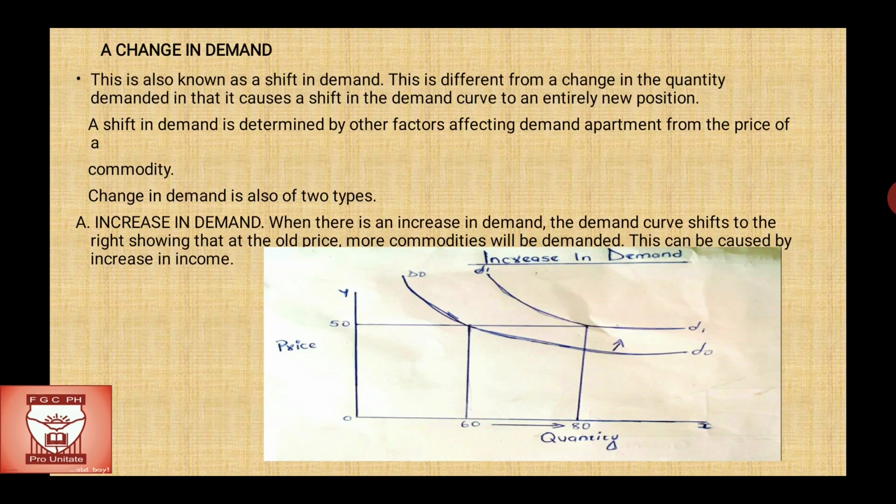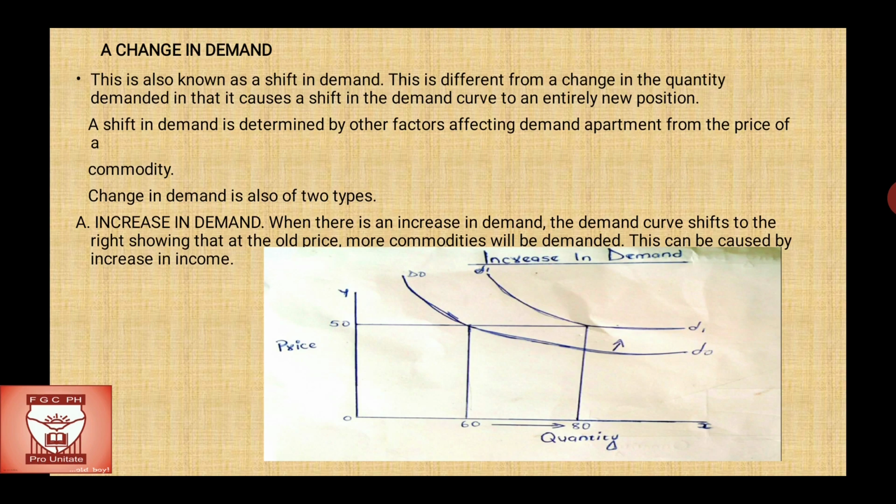Change in demand. A change in demand is also known as a shift in the demand curve. This is different from a change in quantity demanded in that it causes a shift in the demand curve to an entirely new position. While the change in quantity demanded is just a movement on a particular demand curve, change in demand is a shift in the demand curve. It causes a shift either to the left or to the right, as the case may be. And a shift in demand is determined by other factors affecting demand apart from price of a commodity.